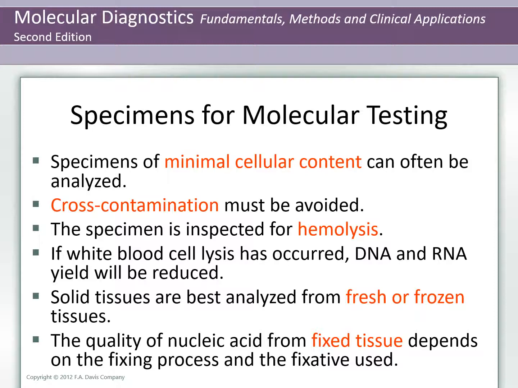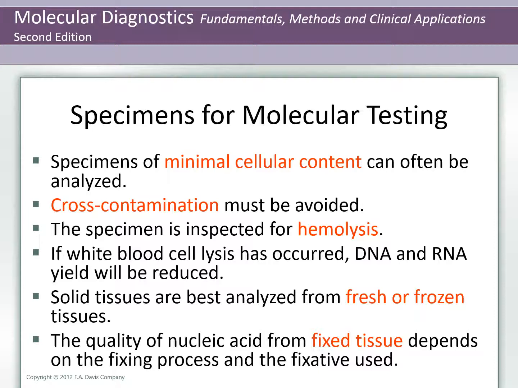Cross-contamination of molecular specimens should be avoided. It can most likely occur from pipetting carryover. Also, once aliquots are removed from a specimen, they should never be returned to the original tube or vessel. Molecular specimens should also be inspected for hemolysis. Hemoglobin inhibits enzyme activity, so hemoglobin and anticoagulants should be removed effectively in most DNA and RNA isolation procedures. If white blood cell lysis has occurred, the DNA or RNA yields may be reduced, and this could result in false negative results in qualitative testing or inaccurate measurements in quantitative analysis.